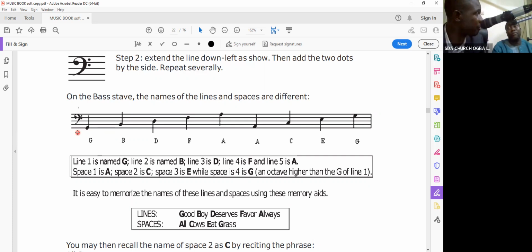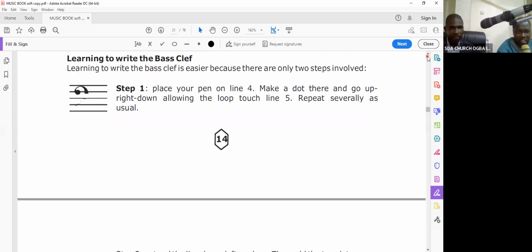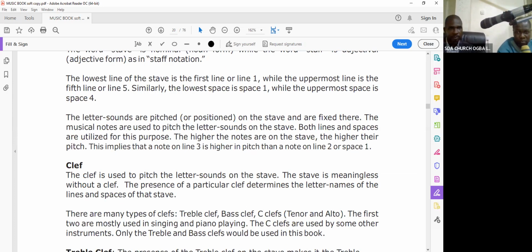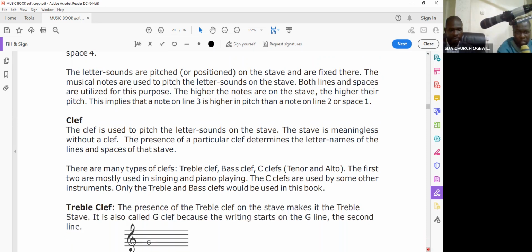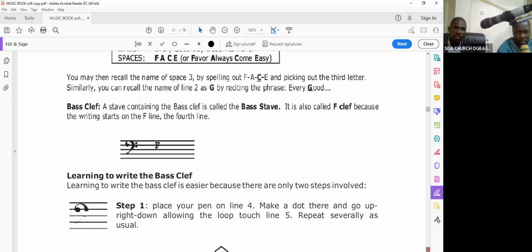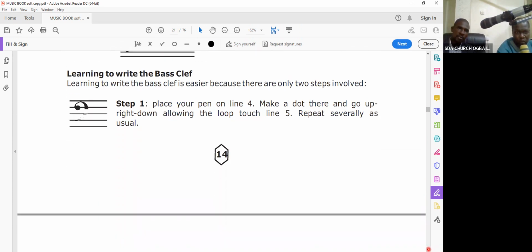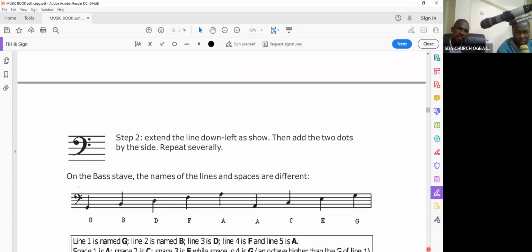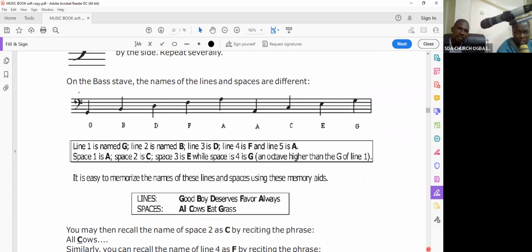I don't know if you have more explanation to give on that, sir. Nothing much. It's still on how to write the bass clef. In case you're writing a music exam, further is the description of how to write the bass clef. You can find it here. There are about 2 steps involved, and you can always read up on that yourself. And of course, the memory aid.